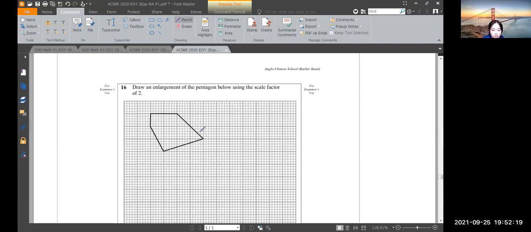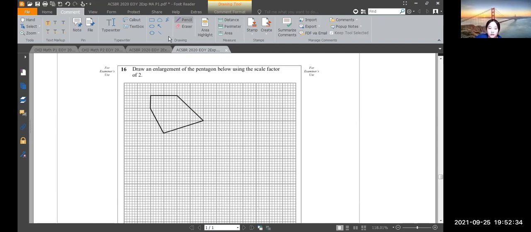This question, enlargement. Is it in your school syllabus? I think so. It's part of the similarity thing. Yes. So, okay, let me give you another shape. I think you can do this shape, but you cannot do this odd shape. Never mind. Let's do this shape first.